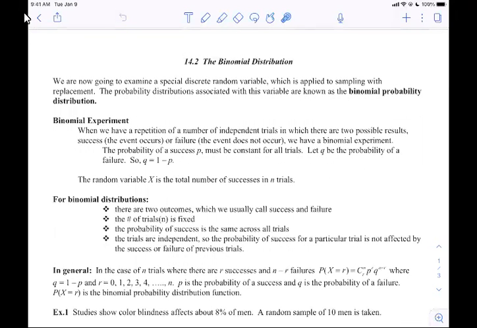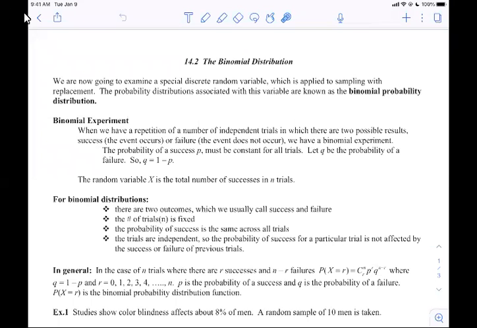Okay, so 14.2, the binomial distribution. We are now going to examine a special discrete random variable, which is applied to sampling with replacement. The probability distributions associated with this variable are known as the binomial probability distribution. The binomial experiment is when you have a repetition of a number of independent trials in which there are two possible results. We're going to call it success, that the event occurs, or failure, that the event does not occur. Then this is called a binomial experiment.